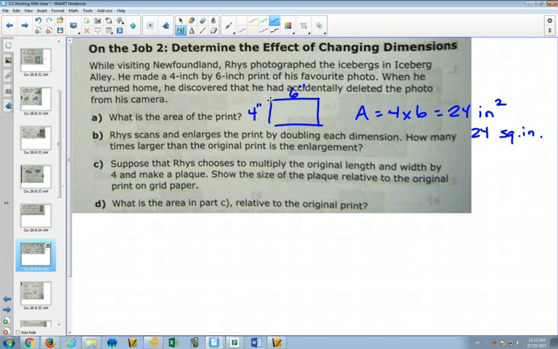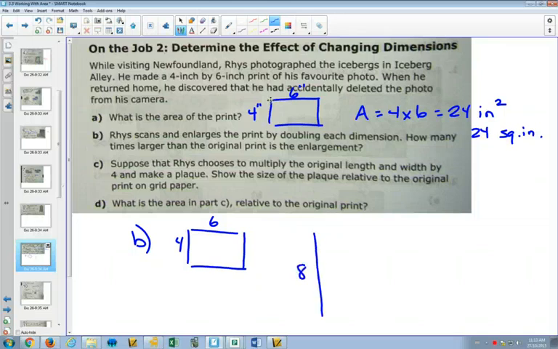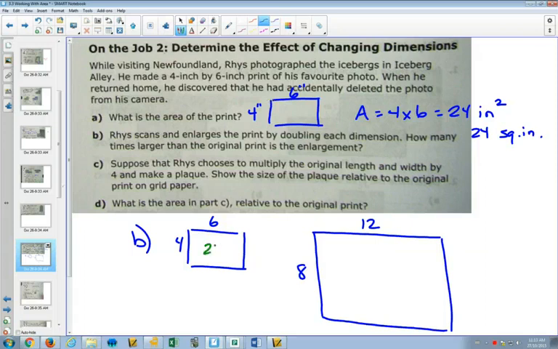Now, if you double each dimension, so here's part B. We have originally a 4 by 6. If you double this and make it 8 and double this and make it 12, will the area be double? Remember, the area here was 24 inches squared. Look what happens when you double both sides.